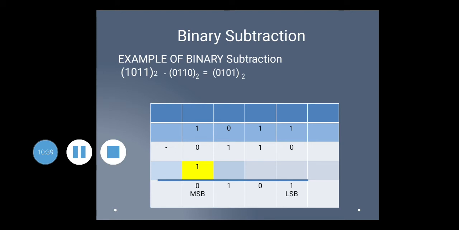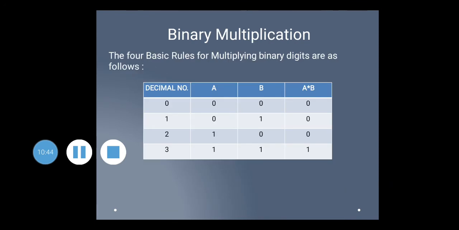Then next we will move to the topic binary multiplication. Binary multiplication is as simple as your decimal multiplication. The only thing is, while adding you are going to use binary addition rules. So binary multiplication of two single digit numbers is shown here. A is a single digit number, B is a single digit number, and A into B is the result.